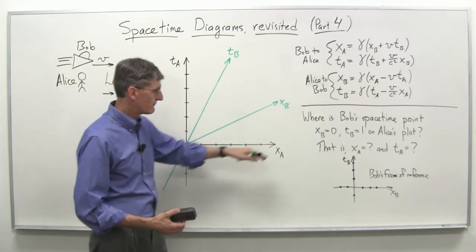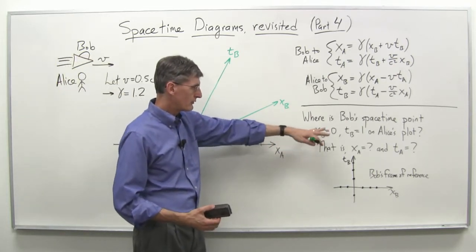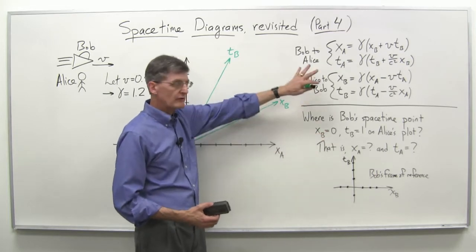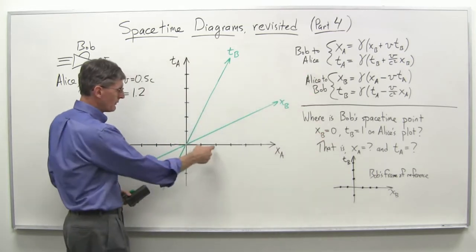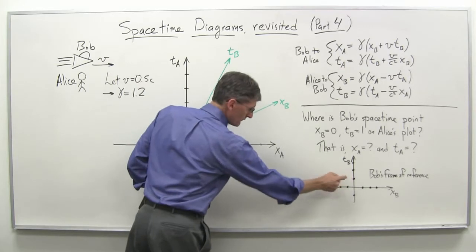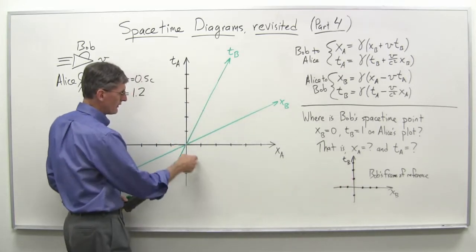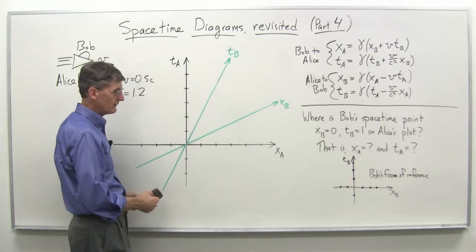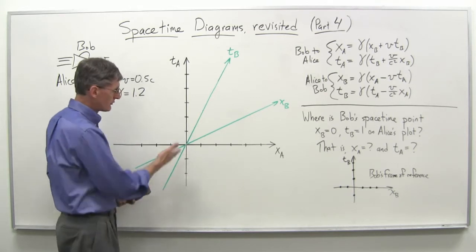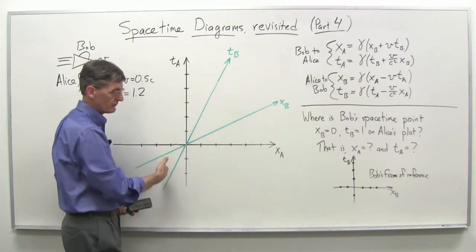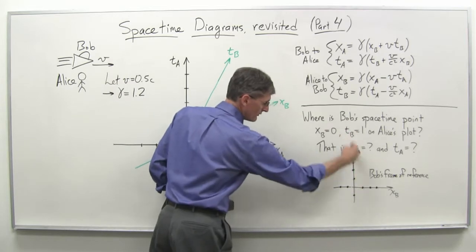So let's take a look at this. Bob's spacetime point, X_B equals 0, T_B equals 0. We're going to use the Lorentz transformation equations to plot this point from Bob's frame of reference onto Alice's plot here. And we expect it's going to appear on the T_B axis, right? Because all these points are on the T_B axis.